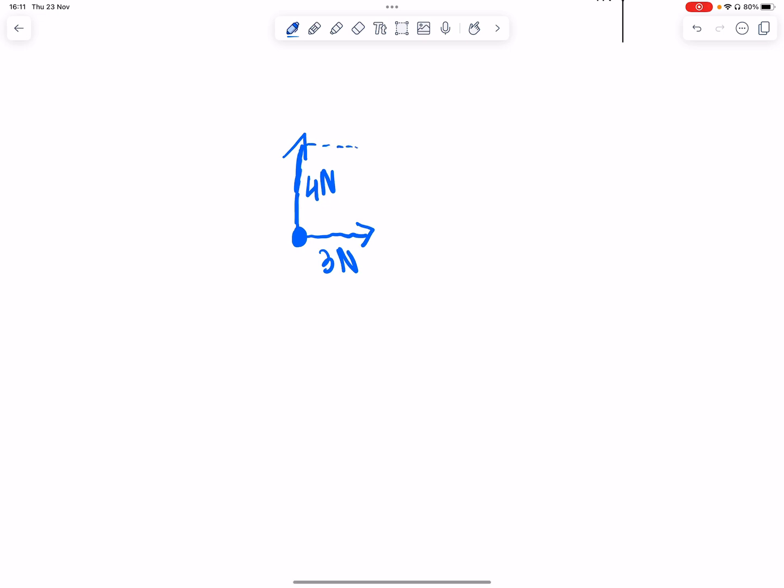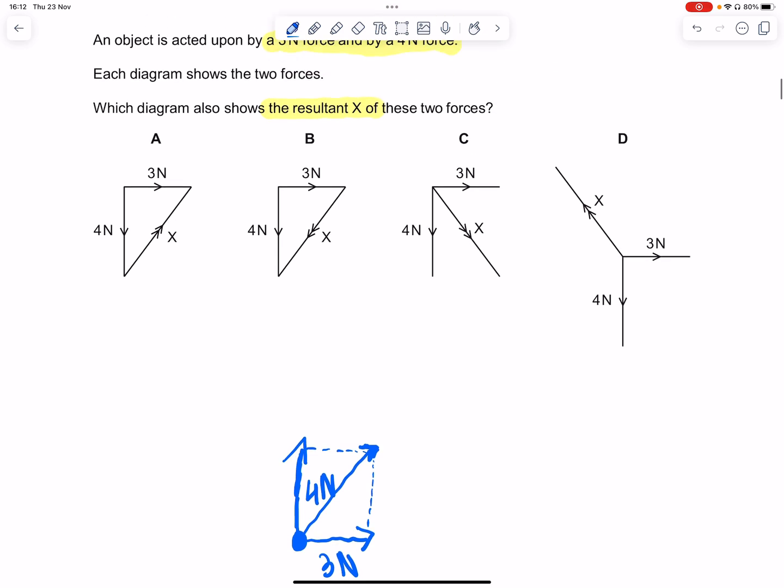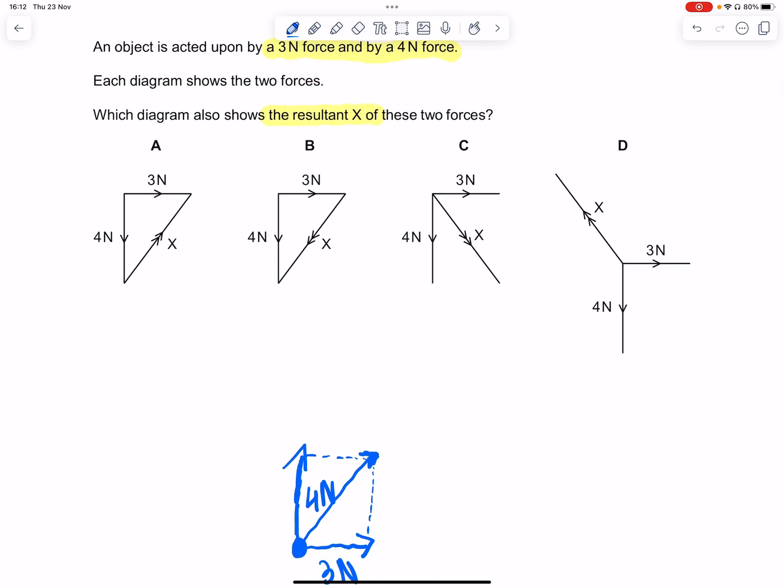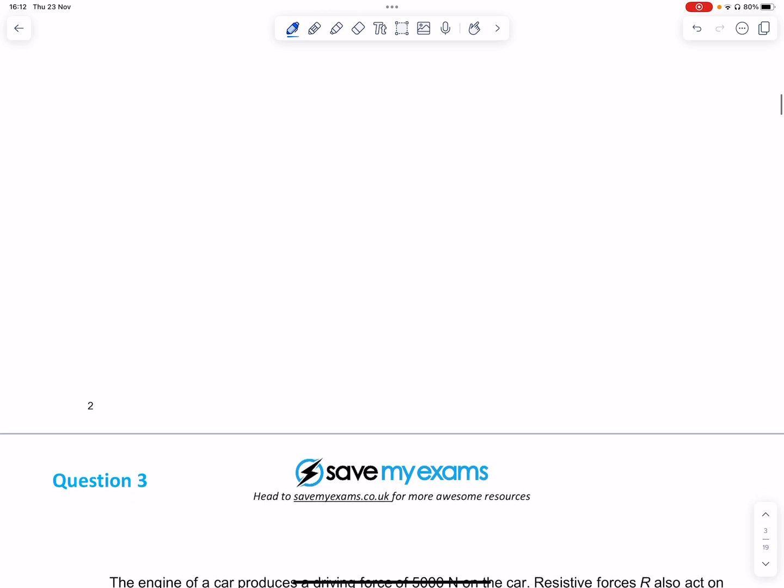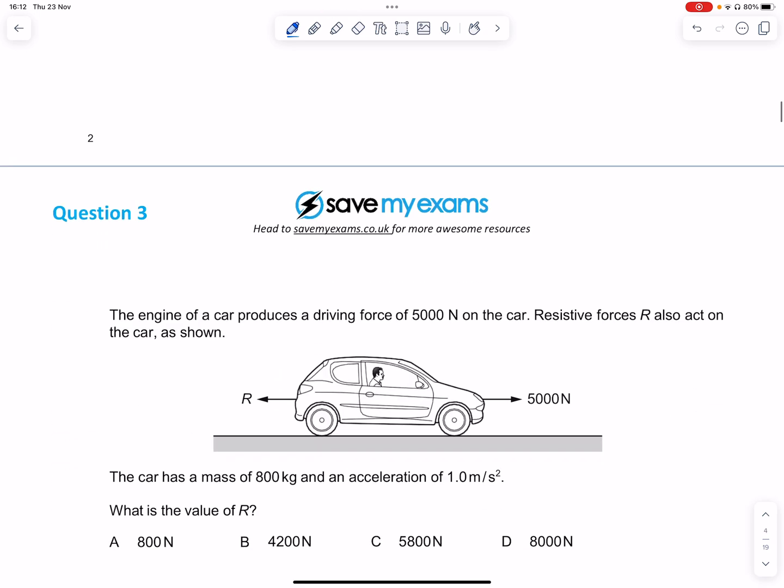So essentially, draw a parallelogram and then we draw a diagonal line across it, and this diagonal line helps us to indicate the direction of the resultant force. So when you go back to the options, the only one that actually indicates this is option C. You can eliminate all the other options and consider option C. Okay, we'll be moving on to our next question.